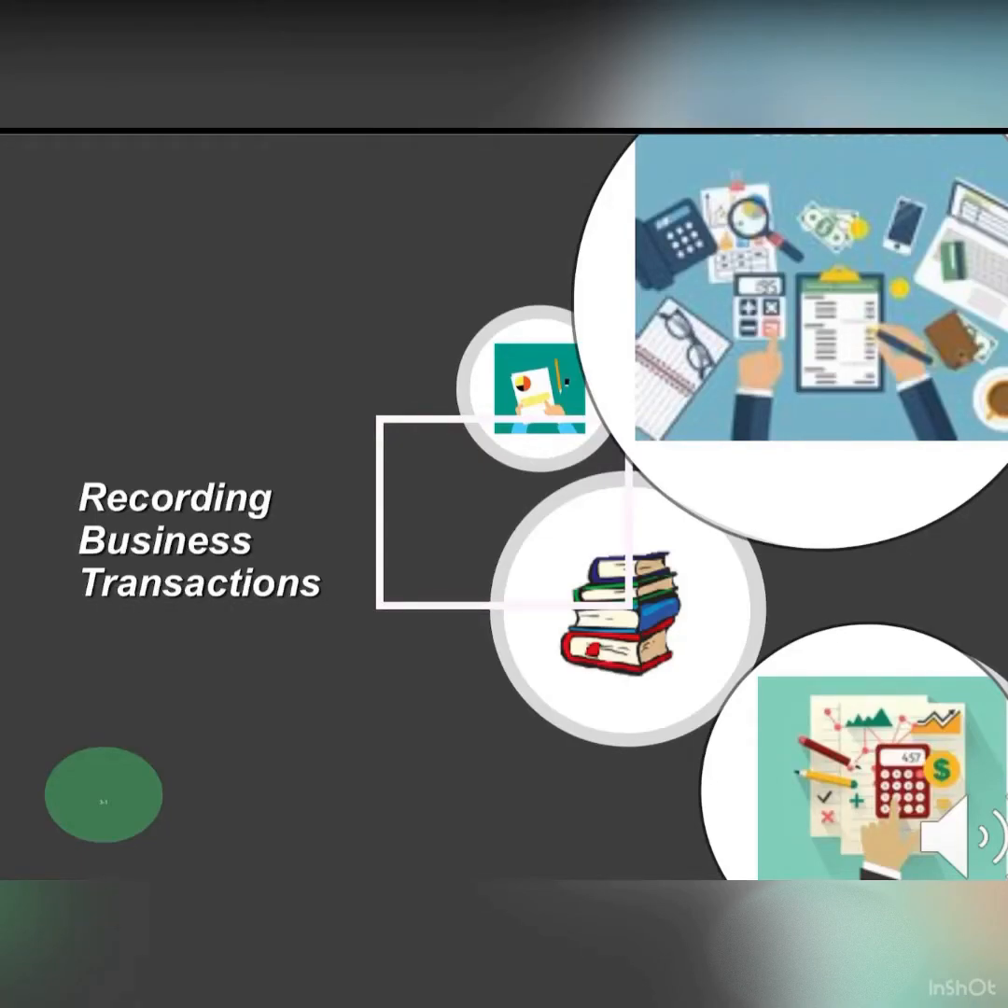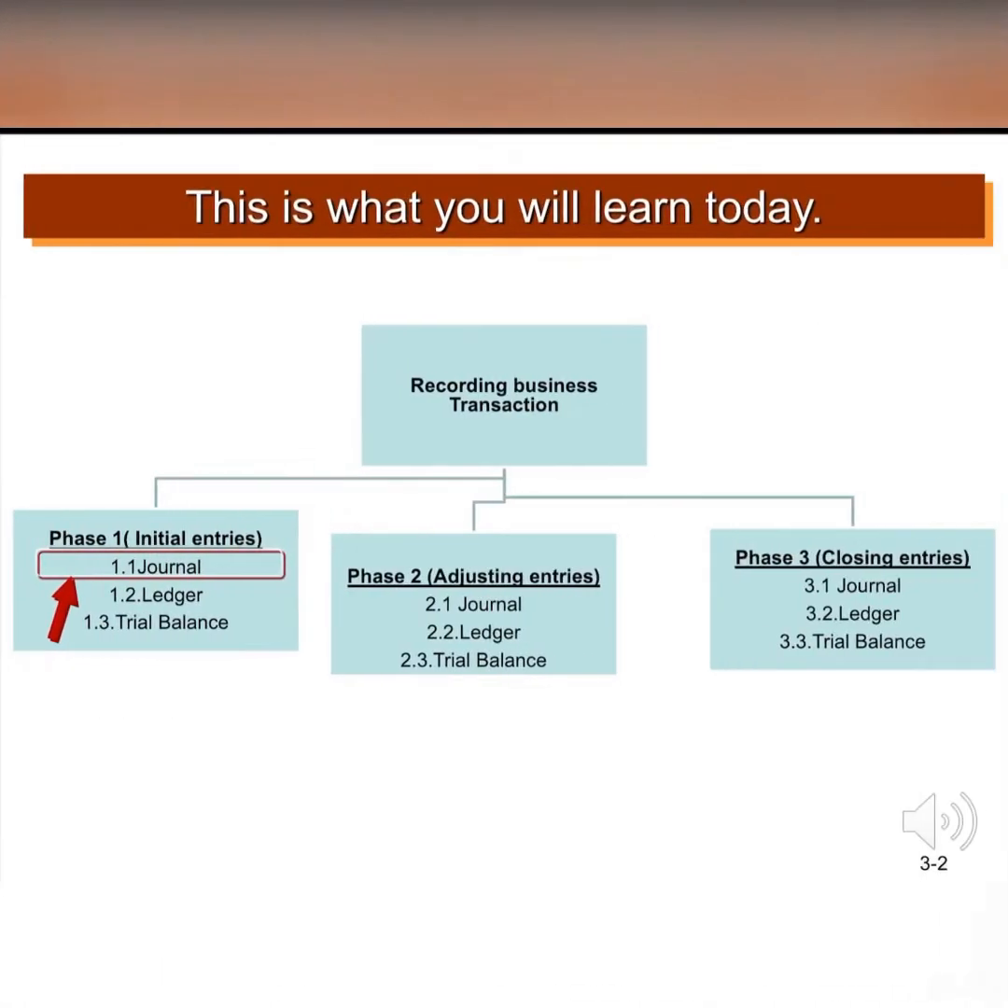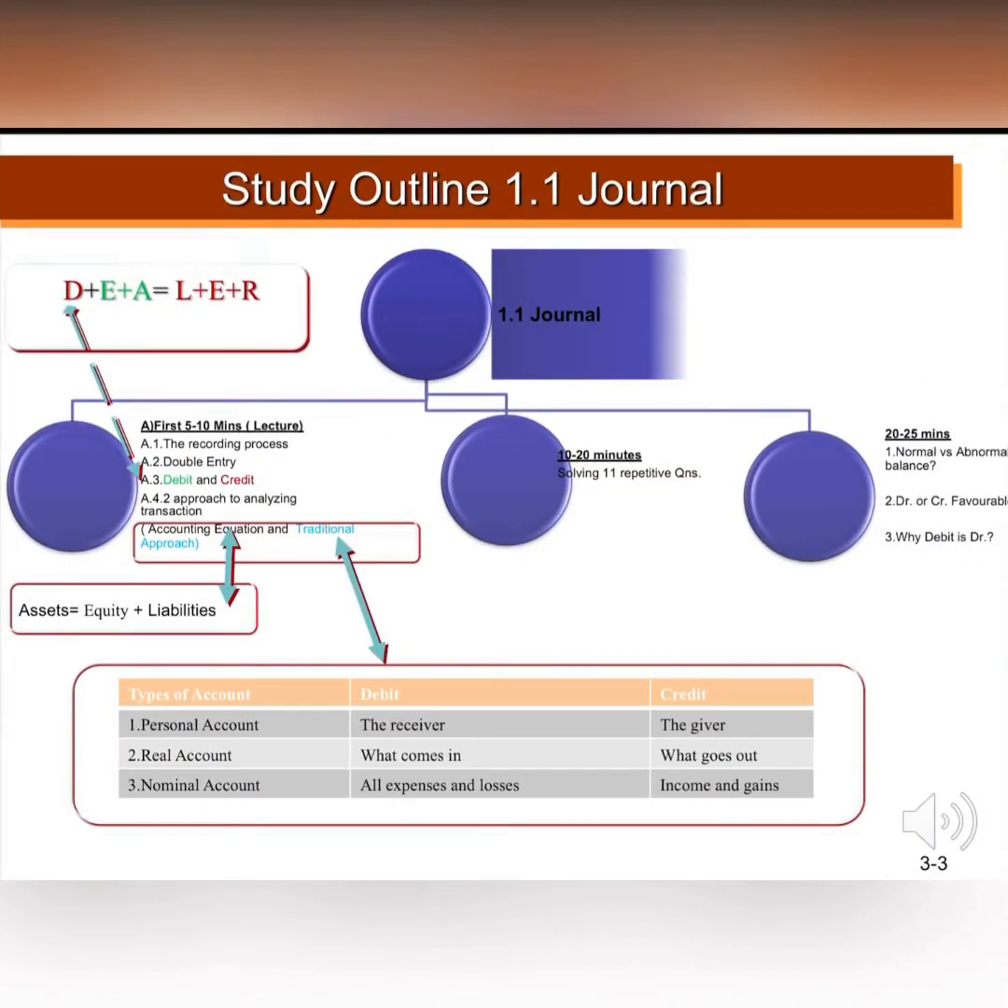So today we're going to talk about one of the first steps of recording a business transaction, which is the journal. By journal I mean the initial entries, which are done in phase 1. There are 3 phases to do the journal entries: phase 1, 2 and 3. So we're talking about 1.1. By the end of this video you will learn everything you have to do before journalizing.